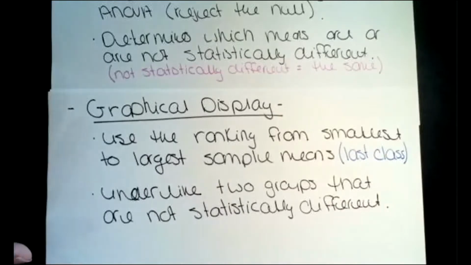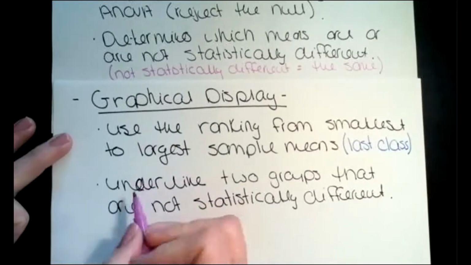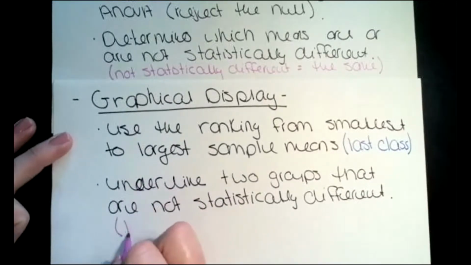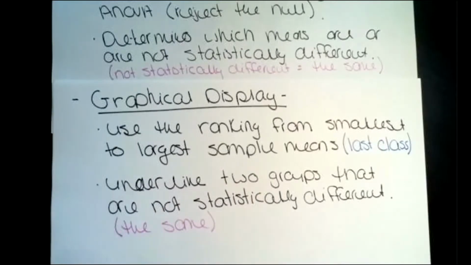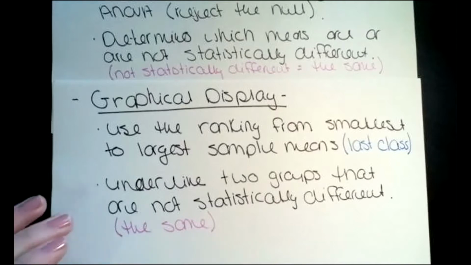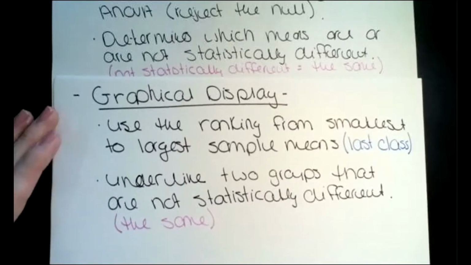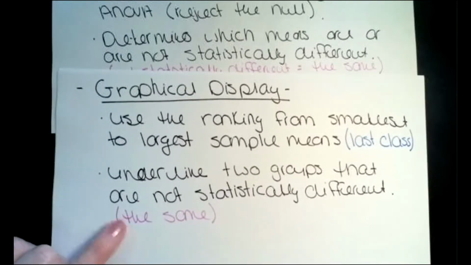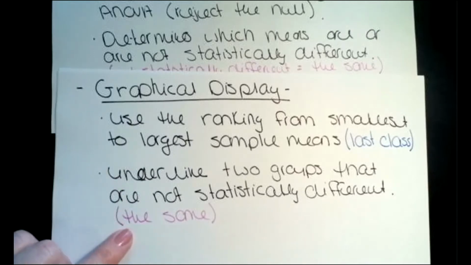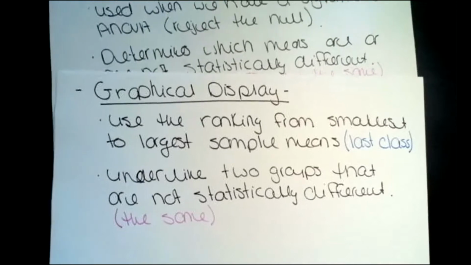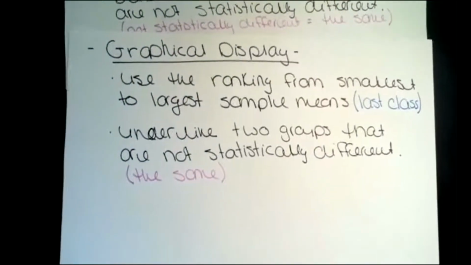So I'm just going to write it here again. We're going to underline groups that are the same. If we say that two means are the same, that means that they're equal, right? If they're the same, we're going to underline them, meaning that they're equal. I'm going to show you what I mean here in a few minutes. I will give you an example, of course.